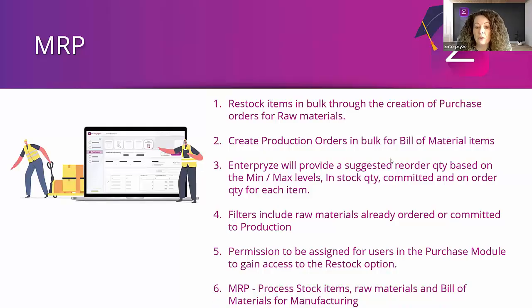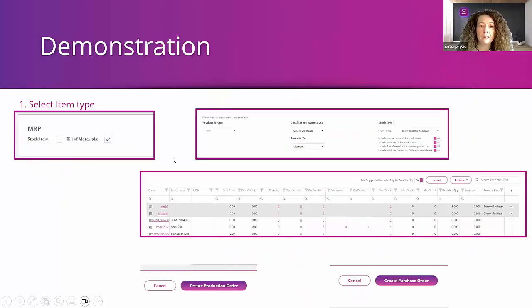Okay, and then the other one there, of course, is that we can, let's just have a look here at the demonstration. So when we go to select the item type, there are two options here. We can run it for stock items, so our raw materials, or we can run it for bill of materials. In the filter section, you can choose your filters based on, for example, product group, destination warehouse, reorder to the minimum, maximum reorder quantity, for example.